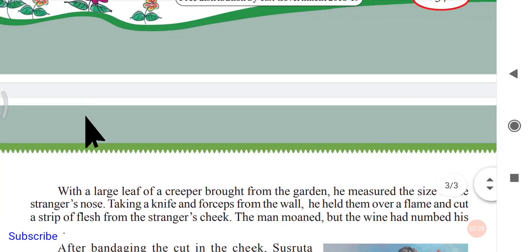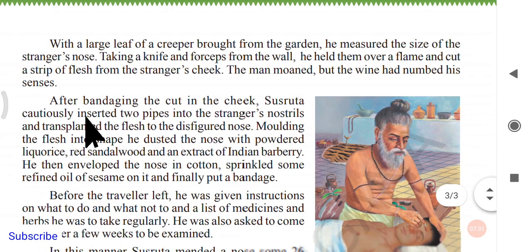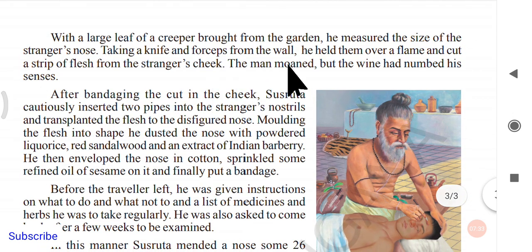So with a large leaf of a creeper brought from the garden, he measured the size of the stranger's nose. So what was the first thing? He brought a large leaf from the garden, and that is the leaf of a creeper. Creeper in the sense of one type of plant. So he took the shape of the nose on the leaf.